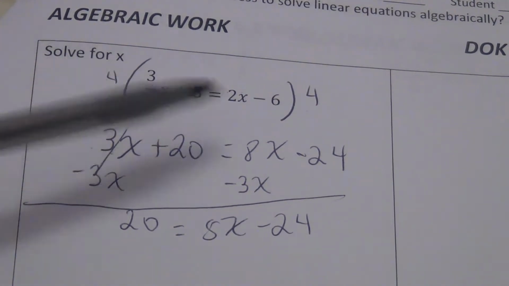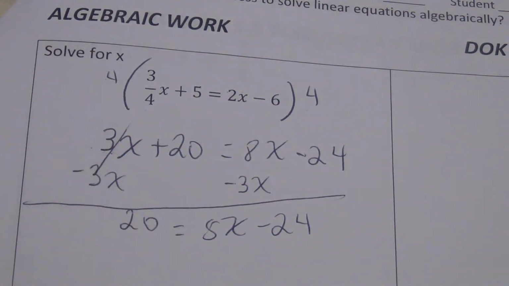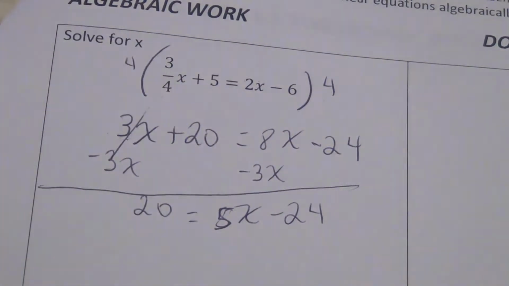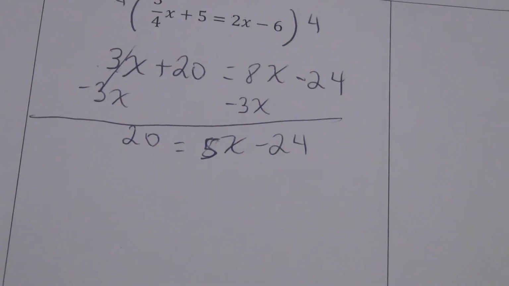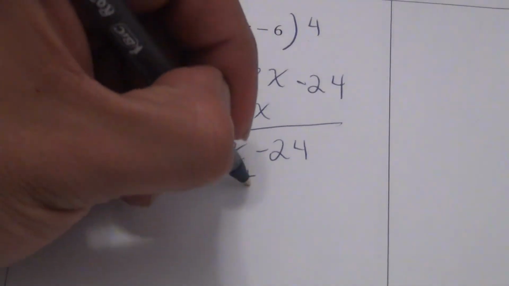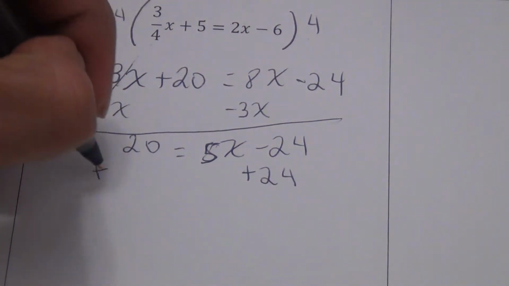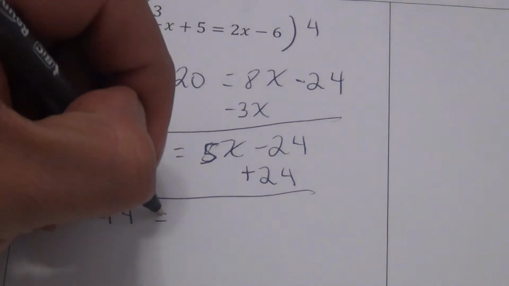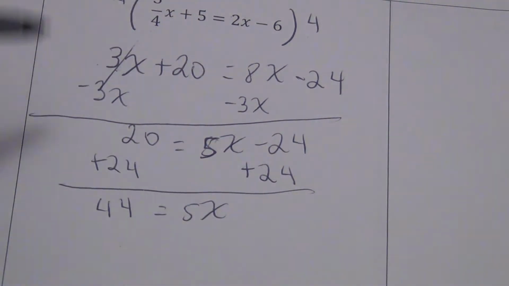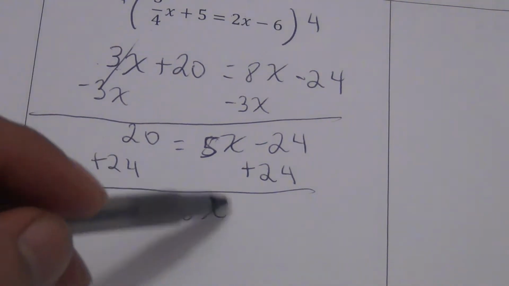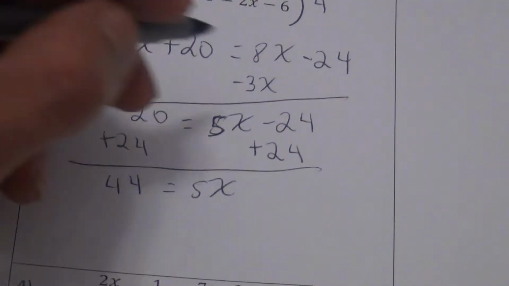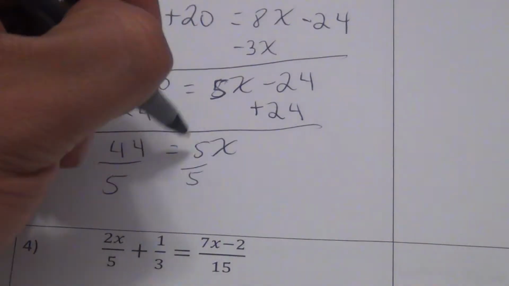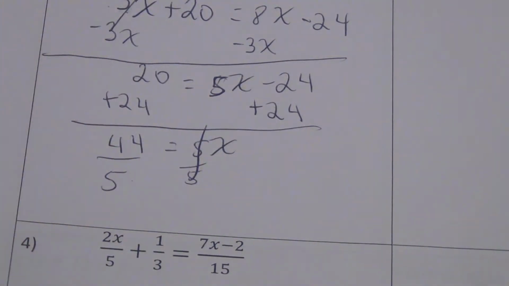So cancel out the 3x's. 8x minus 3x is 5x. Okay. And now what? Additive inverse? Sure. And now I'm going to use the multiplicative inverse. Or if you want to, in this case, we could just divide by 5. Fine, divide by 5. So we got x equals 44 over 5.